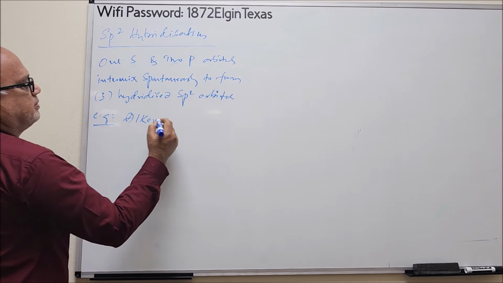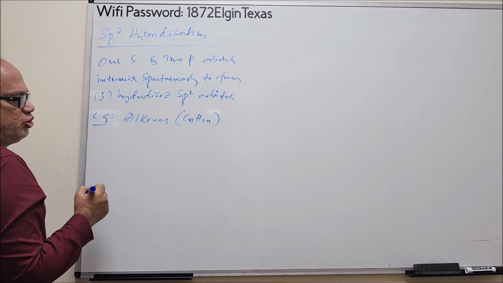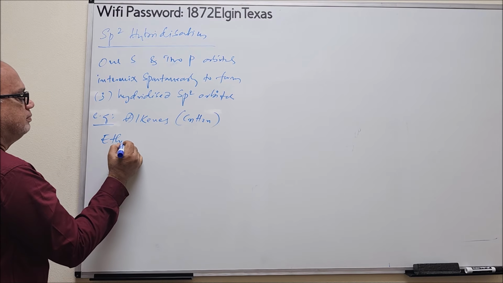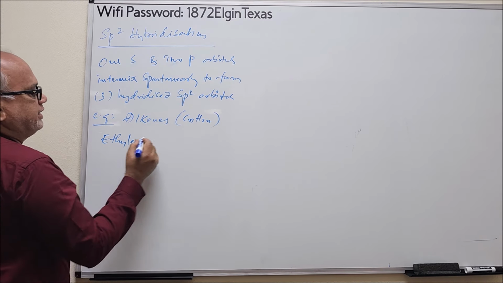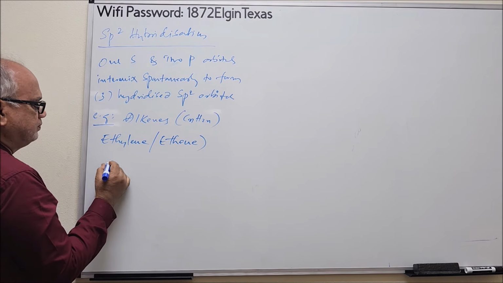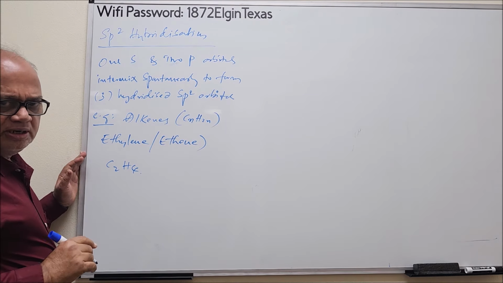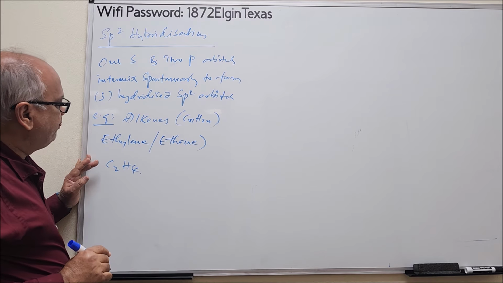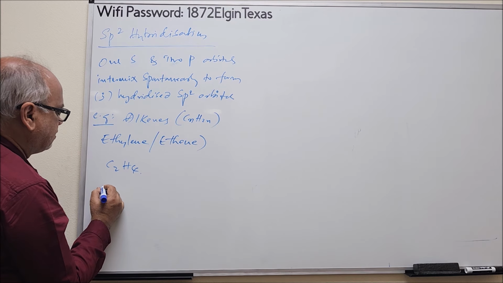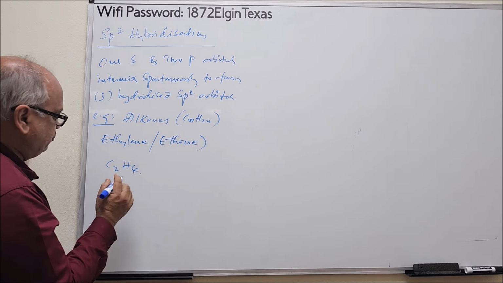Example, alkenes. Alkenes are characterized by the general formula CnH2n, and we shall take ethylene as an example. The IUPAC name is ethene, formula C2H4. There are two carbon atoms here. Both of them undergo the same type of SP2 hybridization. So let us take one carbon atom. Similarly, it happens in the second carbon atom also.